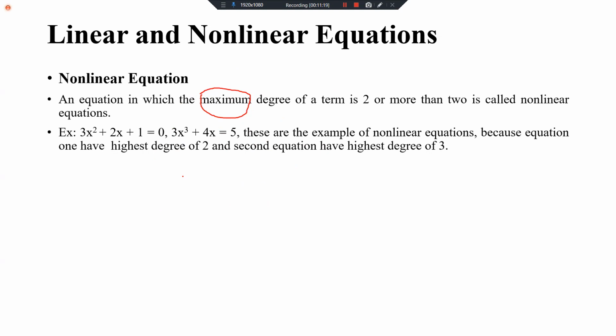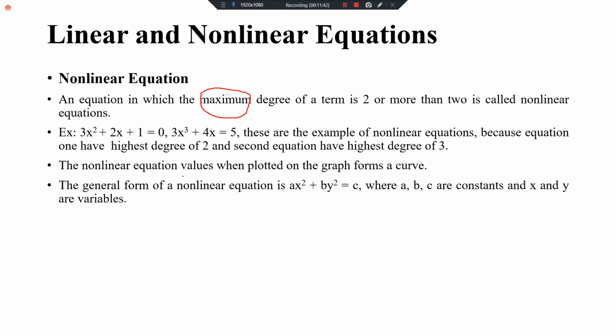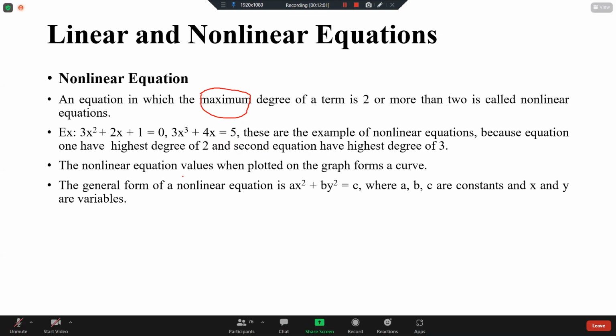This is the example for the nonlinear equations. When the nonlinear equation values are plotted on the graph, you have a curve. The general form of the nonlinear equation is ax squared plus by squared equals c. Okay, this is like a circle. This is clear, no? This is just for your information. Okay.